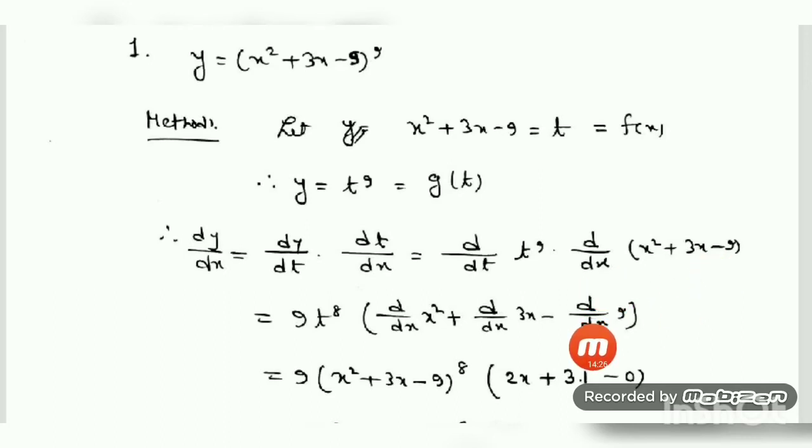Then after this, you cannot write down the result in terms of t. You have to change all this in terms of x. So 9, what is t? (x square plus 3x minus 9) whole to the power 8. Let us take the derivative.